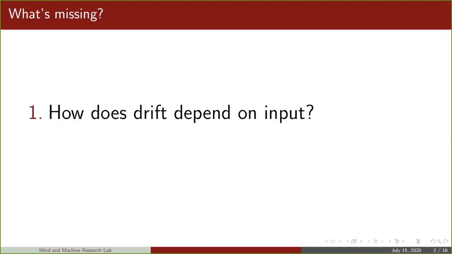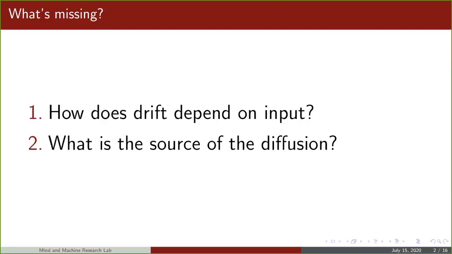In essence, we want to know how a raw input stimulus is processed into evidence that can be integrated. So how does the drift in the drift diffusion model arise from the input? And potentially also explain where the variance in the decision comes from. What is the source of the diffusion parameter?